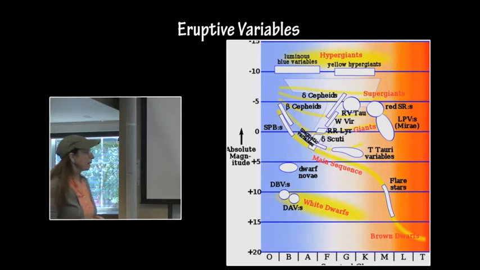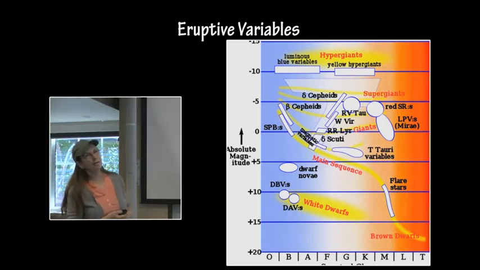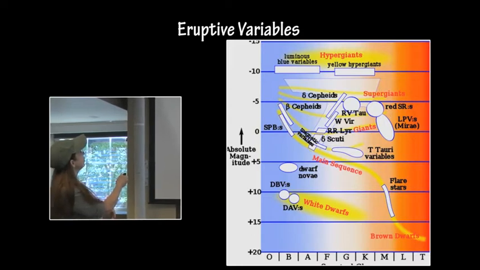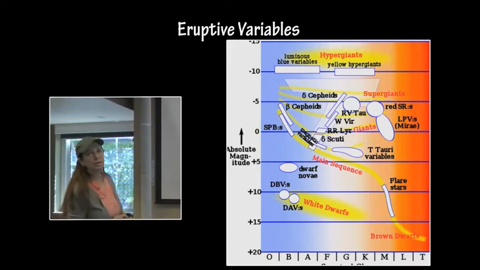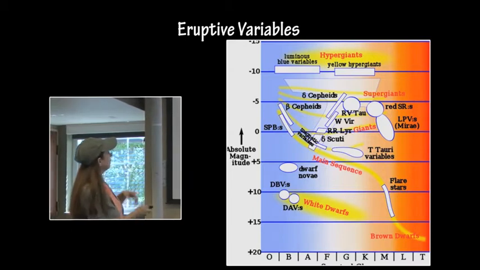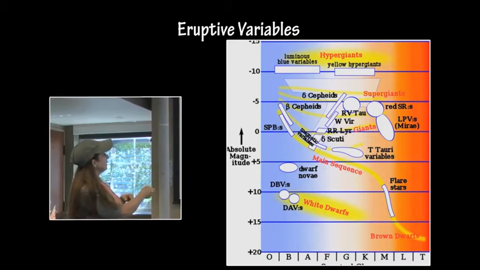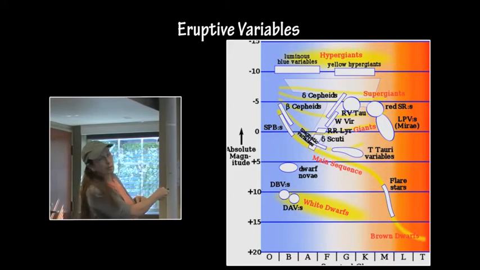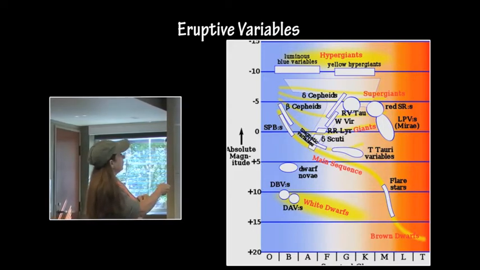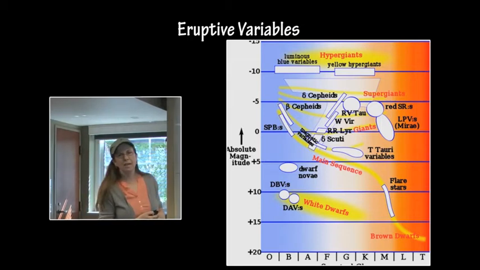Now, these eruptive variables, when you see them plotted on HR diagrams, the ones that you see out there, this says luminous blue variables, and that's where Eta Carinae would be. You do not see S Doradus on there. You do see the T Tauris located just above the main sequence right in here. And it says right here, dwarf novae.